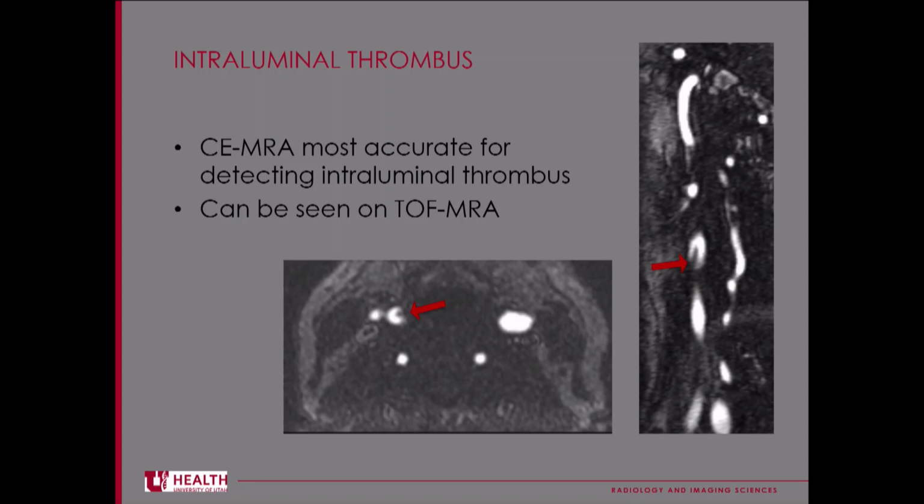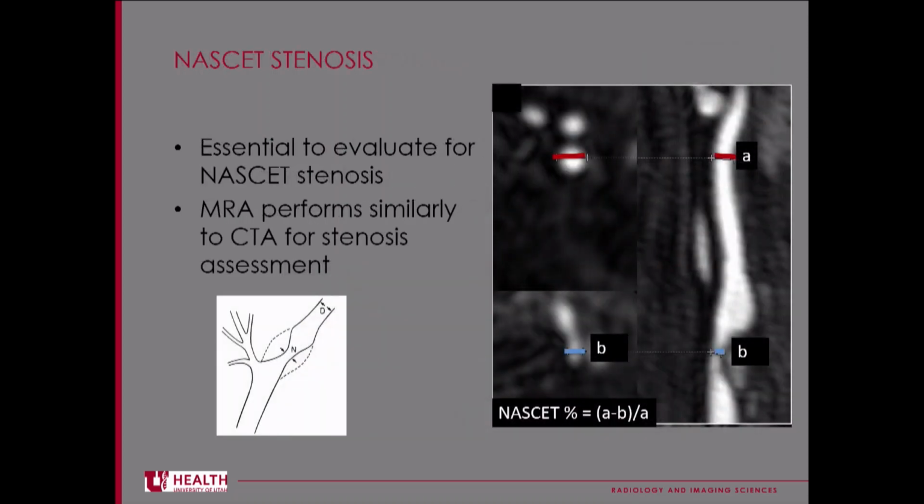And this is a contrast-enhanced MRA, and that really is the most accurate for detecting intraluminal thrombus, although it can also be seen on time-of-flight MRA. Sorry, I should have said that's strongly associated with acute ischemic stroke.